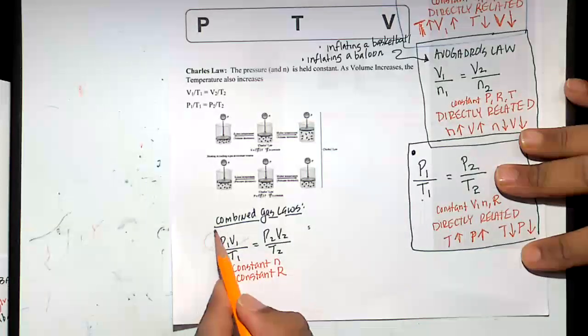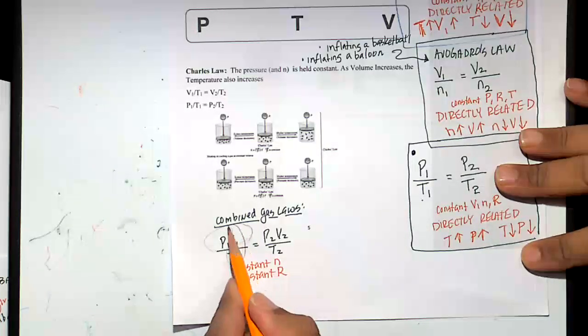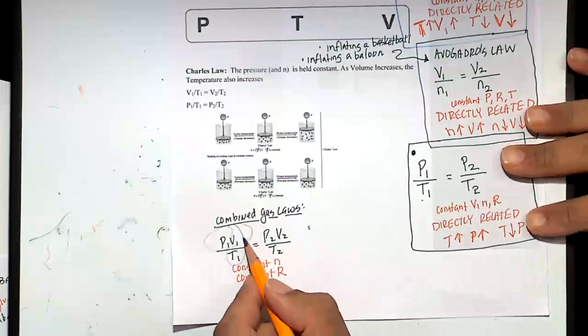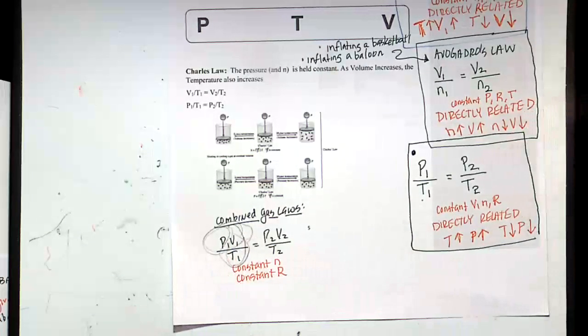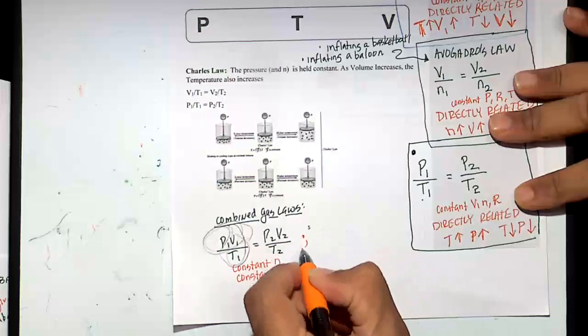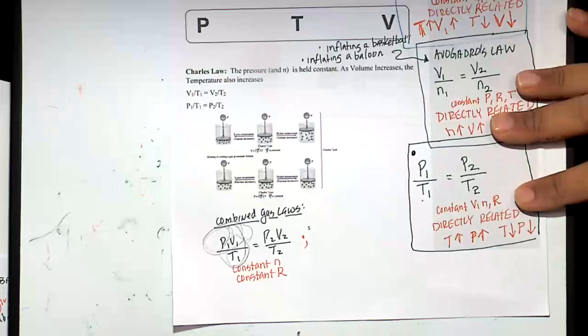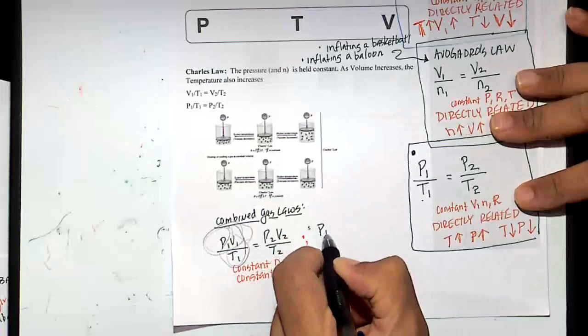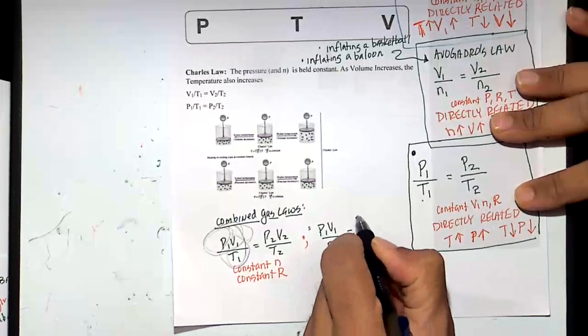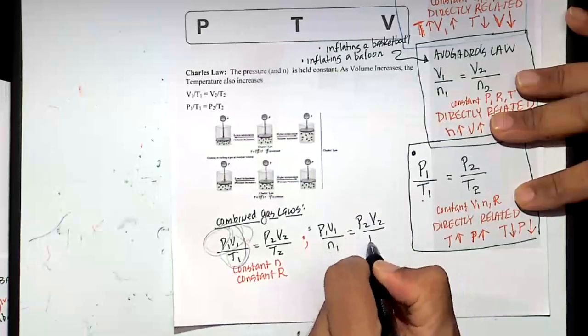We have a Boyle's law here and a Charles law there. Okay, you see how they're combined together, the Boyle's law and the Charles law. And then we can combine the Boyle's law. Here's one more. P1 V1 over N1 equals P2 V2 over N2.